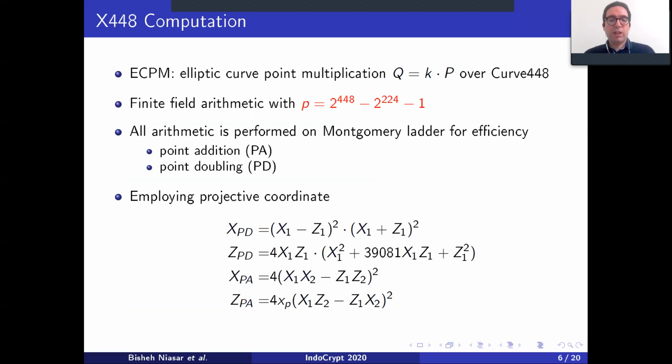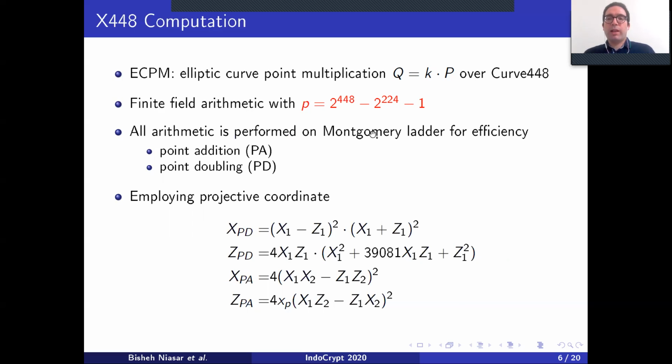The elliptic curve Diffie-Hellman protocol includes point multiplication. Therefore, both parties of the communication, Alice and Bob, should compute this point multiplication Q equal to K times P. P here is the base point and K is their own secret key. All of the computations for this point multiplication should be performed over finite field arithmetic with p equal to 2^448 minus 2^224 minus 1.